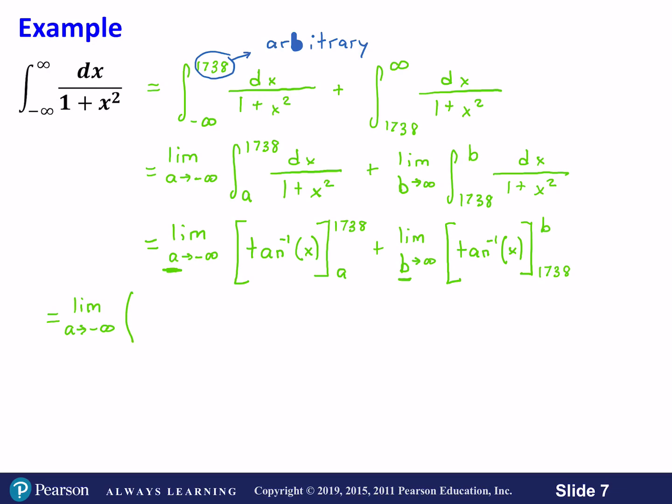Alright, so anyway, we're going to plug this in. This is going to be the arctangent of 1738 minus the arctangent of a. And then over here we have the limit as b approaches infinity of the arctangent of b minus the arctangent of 1738.